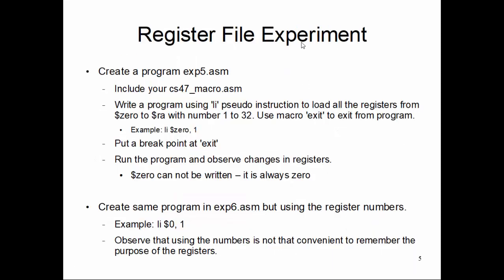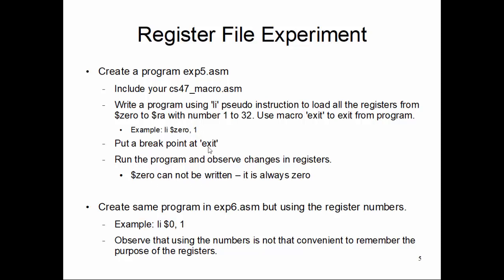Now the register file experiment, which is, let's say, xp5.asm. Remember we had our CS47_macro.asm that we created in the last lecture. Include that in this file and write a program using the li pseudo instruction, which is load immediate, to load all the registers from 0 to RA with the numbers 1 to 32, and use the macro exit to exit from the program. For example, li $0, 1 will move the immediate value 1 into register 0.